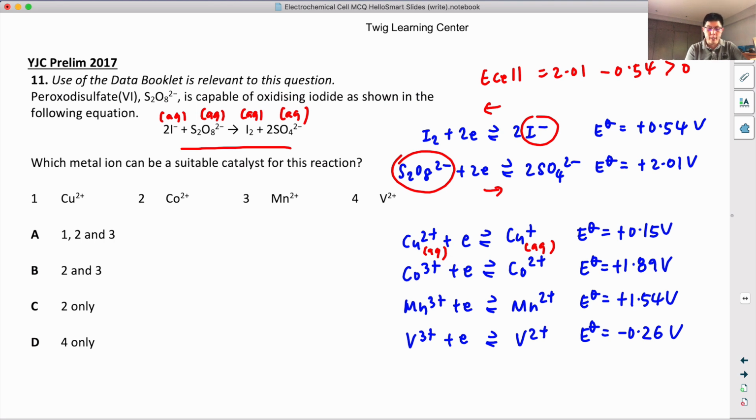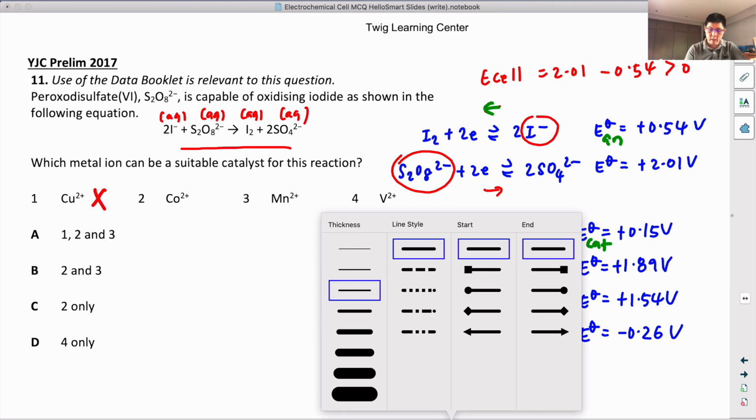So if I use copper 2 plus as a catalyst, do it with me, yeah? Copper 2 plus will be reduced, all right? And what happens is I minus will be oxidized. So you calculate your E cell, right? This is my E cathode, and you take this as an E anode. You'll notice that the E cell will be negative, which means the reaction cannot even take place, all right? It cannot even react. So I'm going to say this is definitely 100% wrong. Okay, let's try the next one.